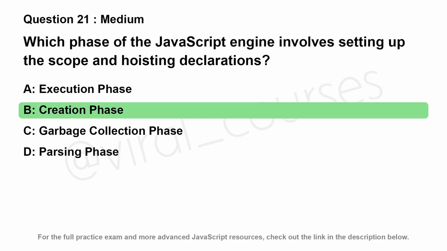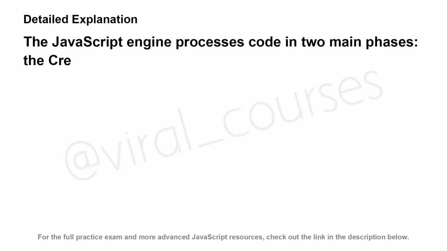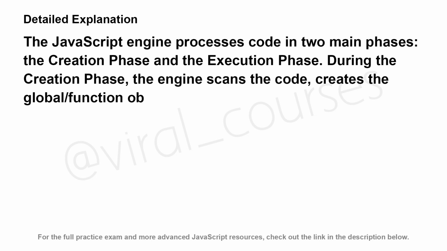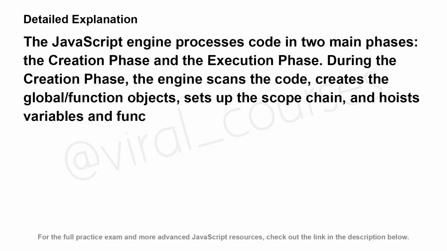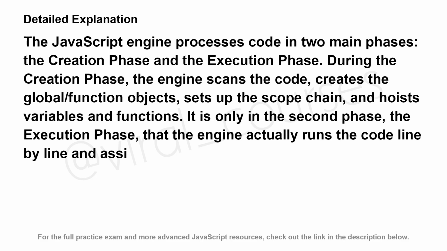The correct answer is B. The JavaScript engine processes code in two main phases: the creation phase and the execution phase. During the creation phase, the engine scans the code, creates the global object, sets up the scope chain, and hoists variables and functions. It is only in the second phase, the execution phase, that the engine actually runs the code line by line and assigns values to variables.